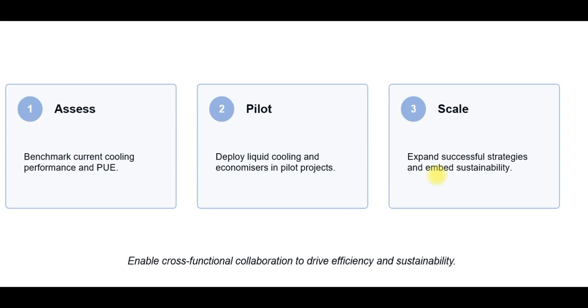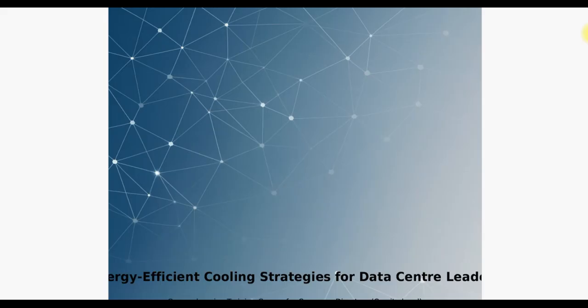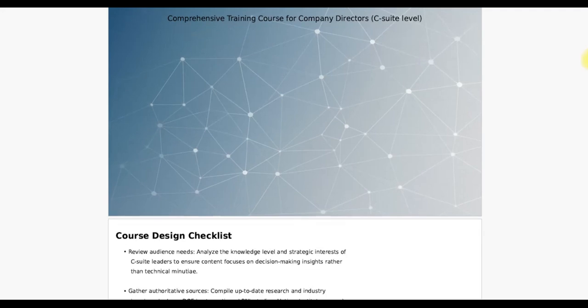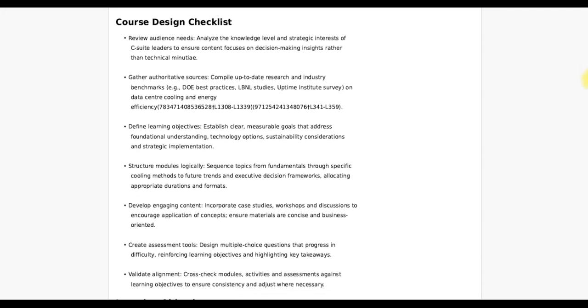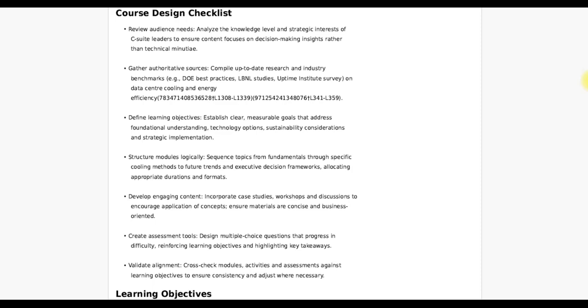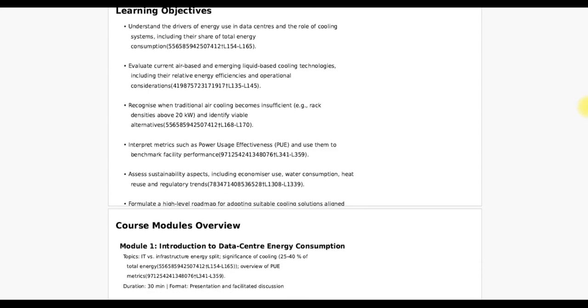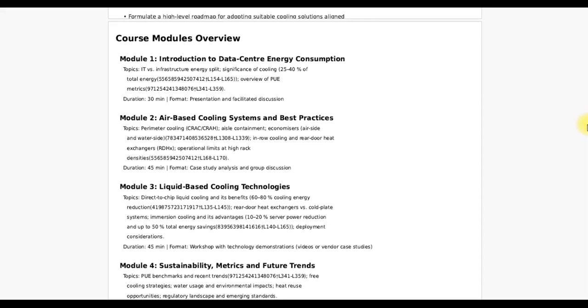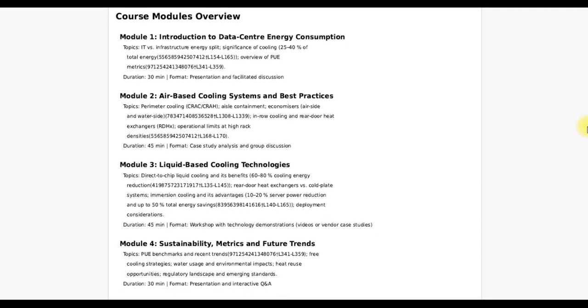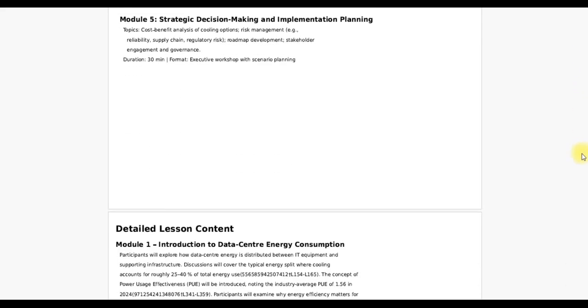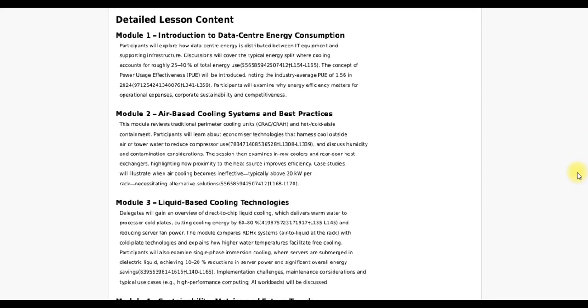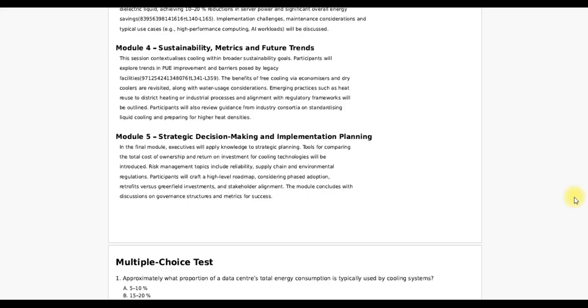I also asked it to prepare a training course for us where we could train internally and externally. So it came up with the course design checklist, all the things we should remember to put in. As with all courses, you've got to get your learning objectives right and the course modules overview. You know, it's liquid-based cooling, technologies, everything is in there. This is all from Guy's one-liner. And then here's the detailed lesson content, all the different modules.